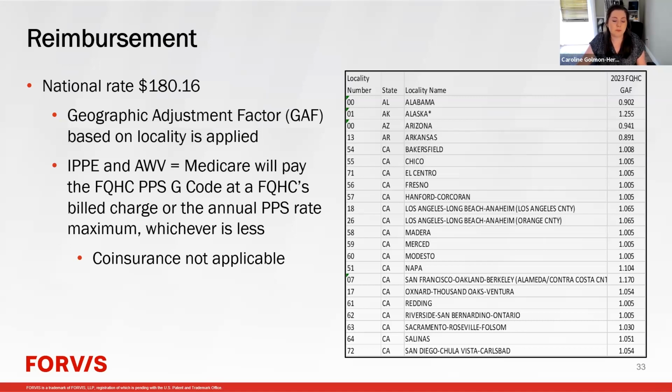The annual wellness and the IPPE are paid by Medicare on that G code at the FQHC's billing charge or the annual PPS rate maximum, whichever is less. And in this case, coinsurance is not applicable.